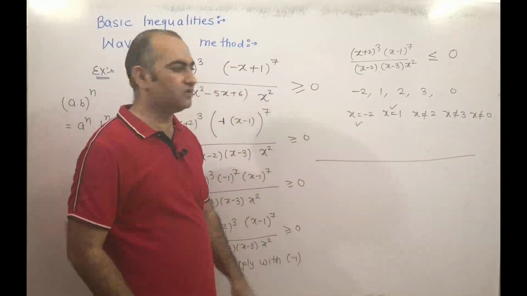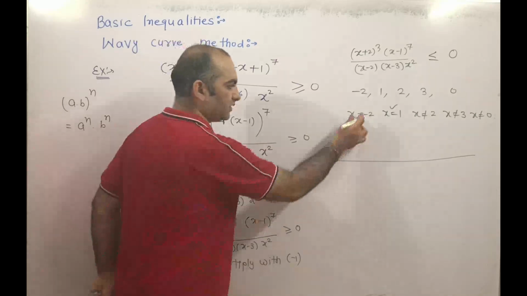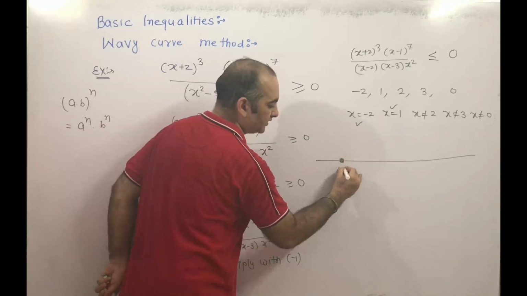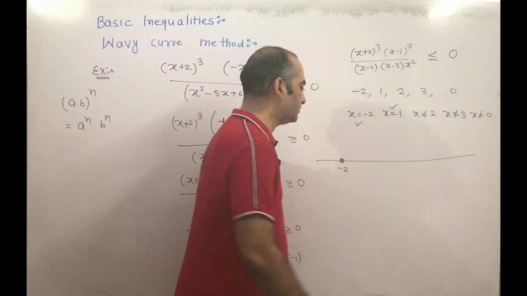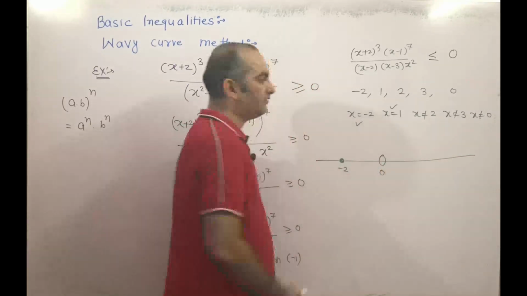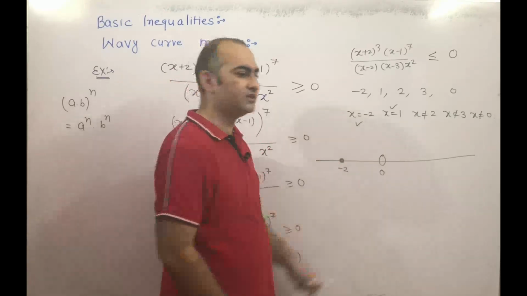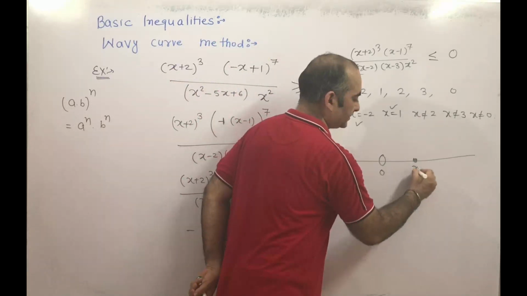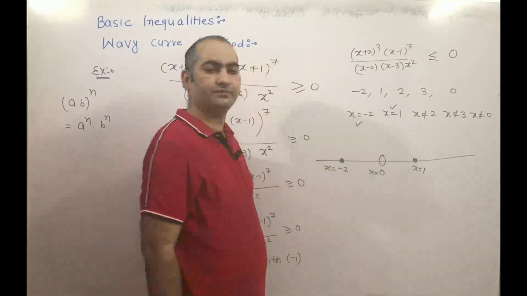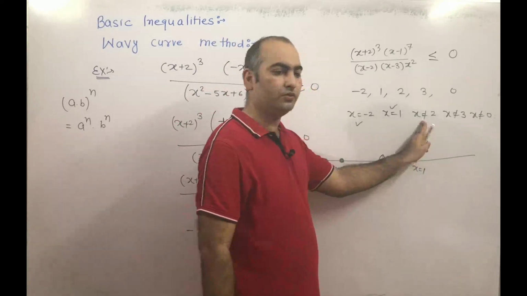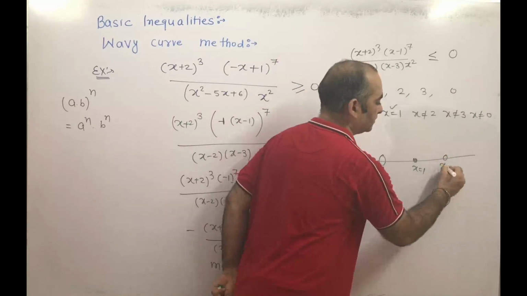Okay, so first what will come? Minus 2 will come. Minus 2 is included, so we have to take a solid circle. Then after that, 0 will come. 0 is not included, so 0 is open. Then 1 will come. 1 is included, so this is a solid circle. This is x equal to 1, this is x equal to 0, this is x equal to minus 2. Okay, now after that we come to 2. 2 is also not included, so x equal to 2.